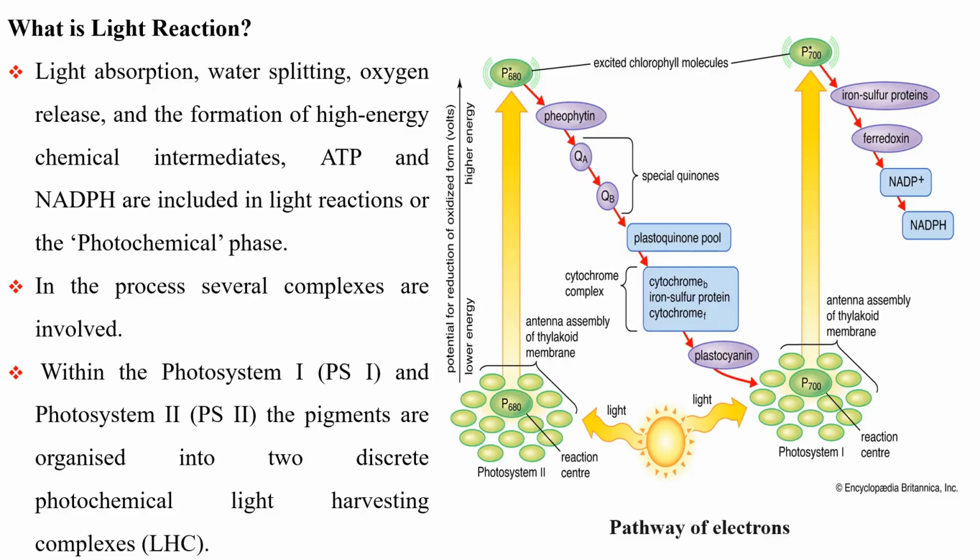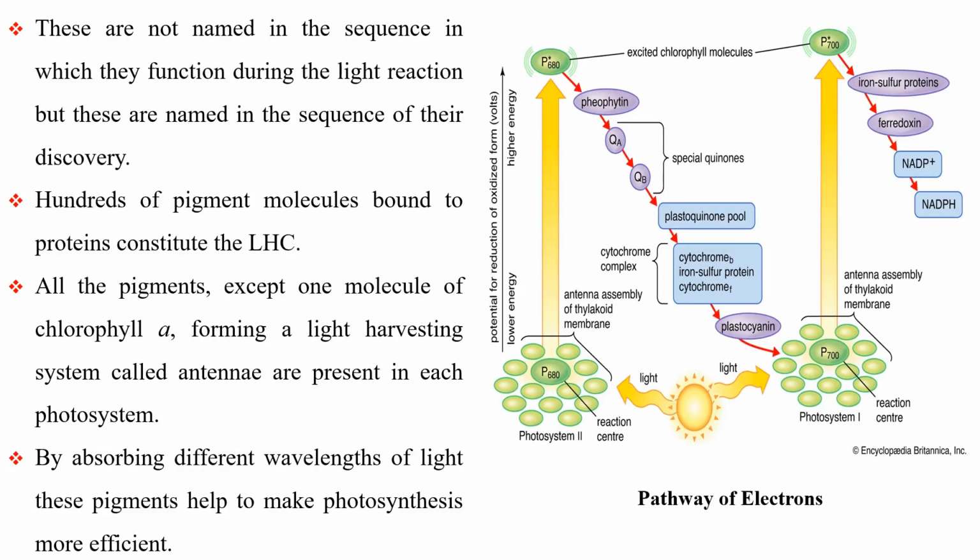Within photosystem 1 and photosystem 2, the pigments are organized into two discrete photochemical light harvesting complexes. These are not named in the sequence in which they function during the light reaction, but in the sequence of their discovery.